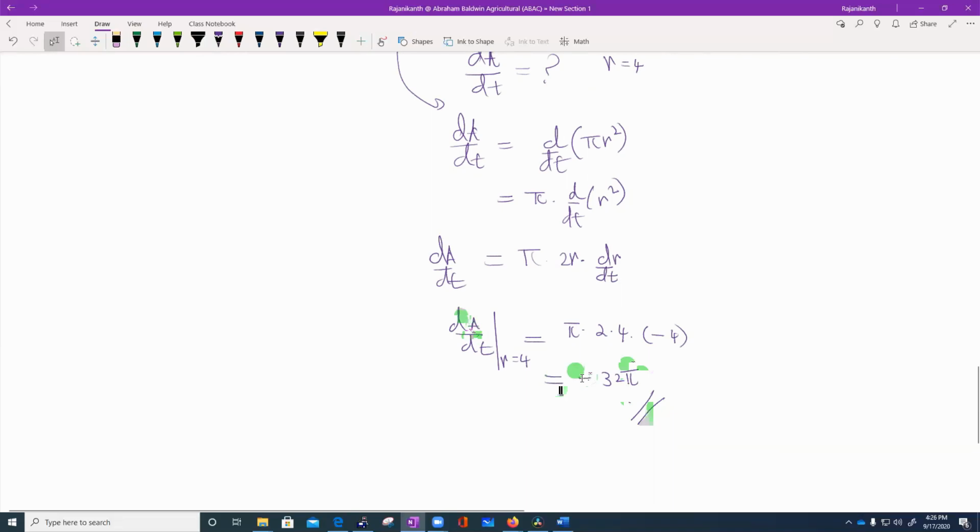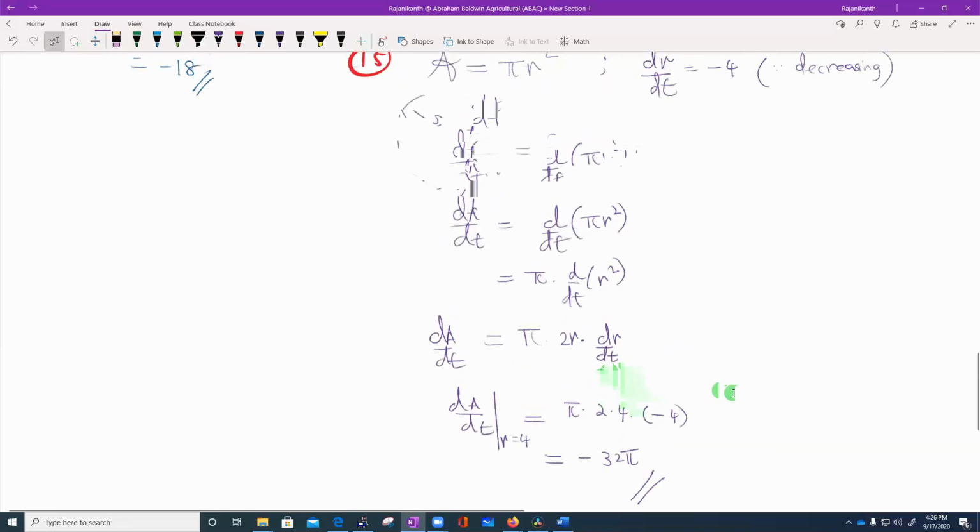So you see now you get a negative sign for the rate of change of area. It makes sense, right? When you decrease the radius of the circle, the area of the circle is also going to decrease. So that is why you have a negative sign here as well. That makes sense? Yes.